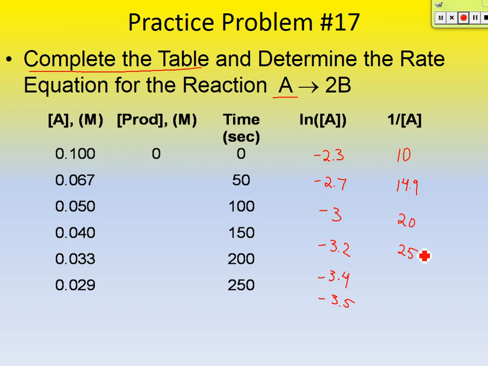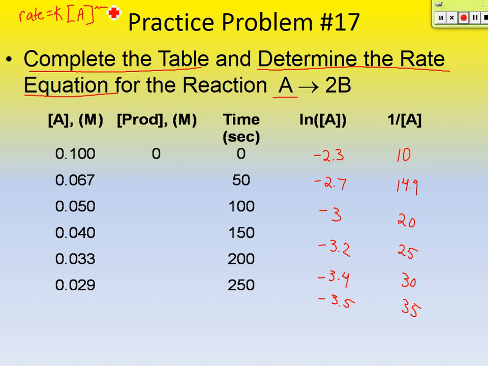The next one is 1 divided by 0.033, it's 30. And then finally, the last one, 0.029, gives us 35. Now, when you get those numbers filled in, how can we determine the rate equation? Well, the rate equation looks like this. Rate is equal to K times the concentration of our reactant raised to some power. So we really want to determine the order of that reaction. How do we do that? Let me show you.